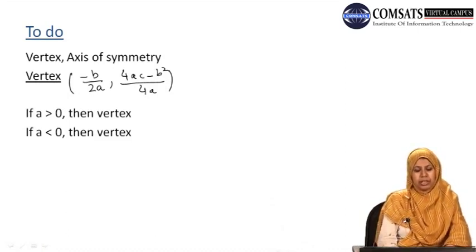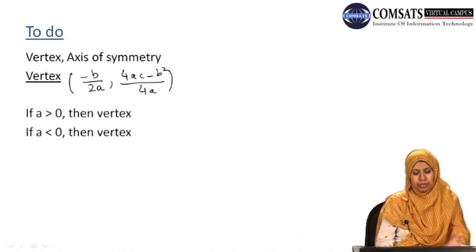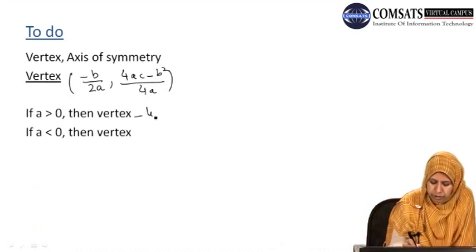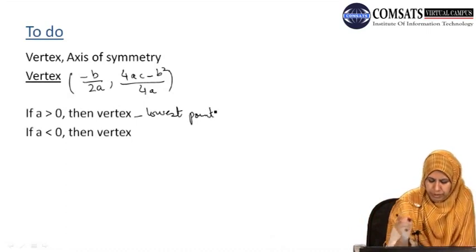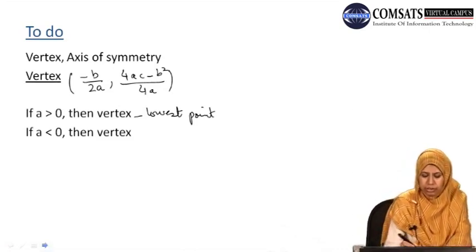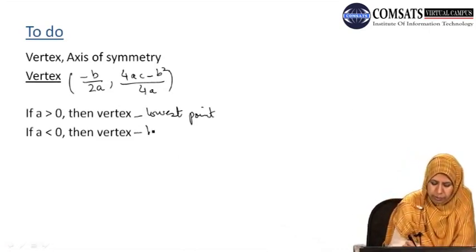Now if our a is positive, which means that the graph is concave up, then the vertex will be the lowest point on the graph. If our constant a is negative, which means that the graph will be concave down, then the vertex will be the highest point on the graph.